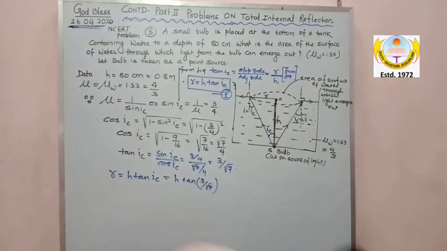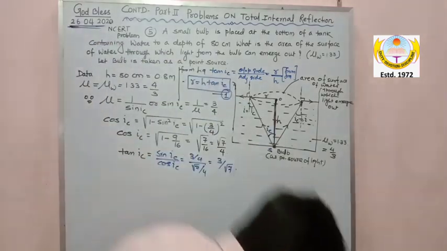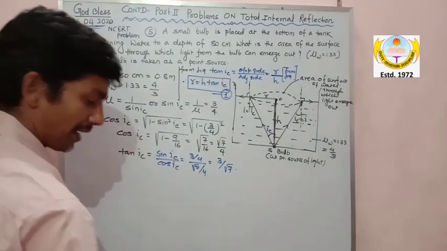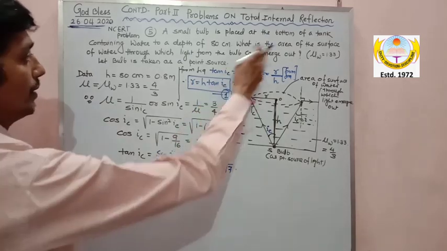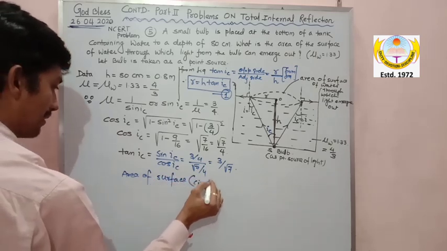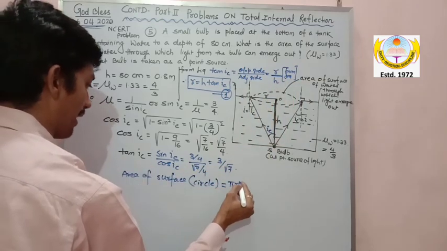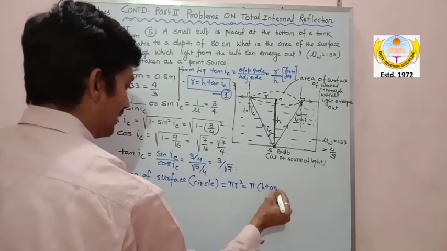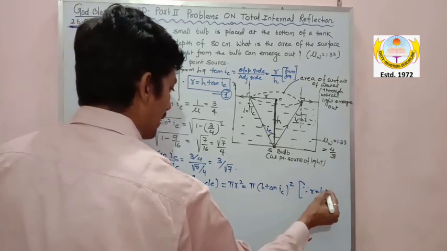I don't need to go through this step, no issues. Let us go for the direct answer, because the area is what I have to calculate. The important thing is area, not the radius. So let us find area only. So area of surface, that is nothing but a circle, because the surface acts like a circle, is pi r square. That is pi and r is h tan ic, the whole square, since r is equal to h tan ic.